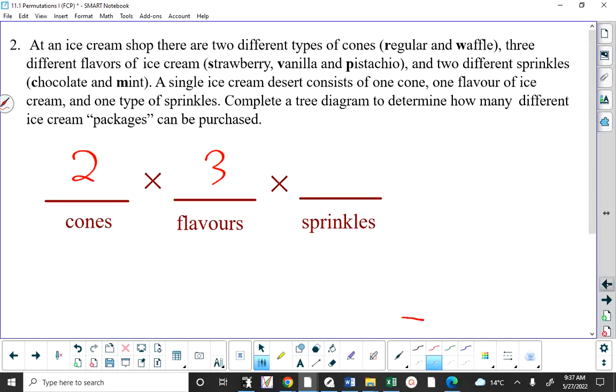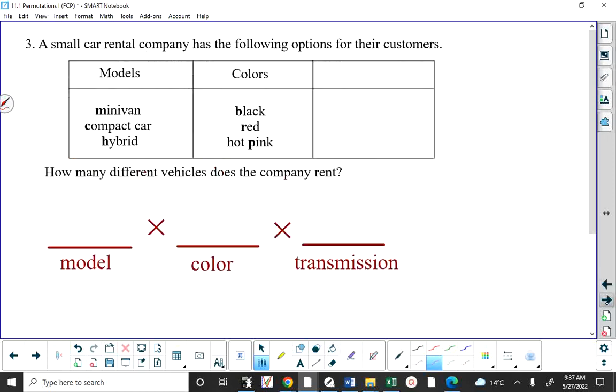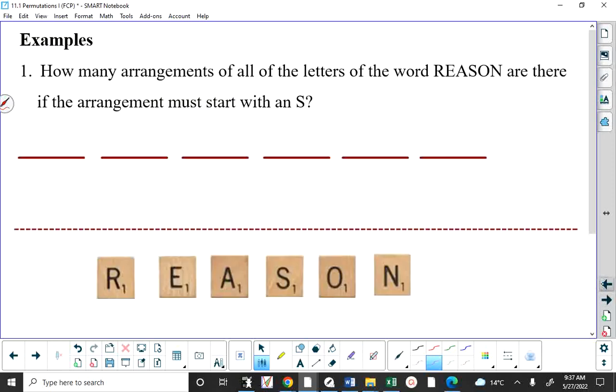Marcel? It'd be 3. Because you can have chocolate sprinkles, or you can have mint sprinkles, or you can have no sprinkles. Picking 0 sprinkles is an option, so it's a choice. And the answer to this would be 18. If the answer was you don't even have to have ice cream, then it would be 2 times 4 times 3. I don't understand the purpose of that.